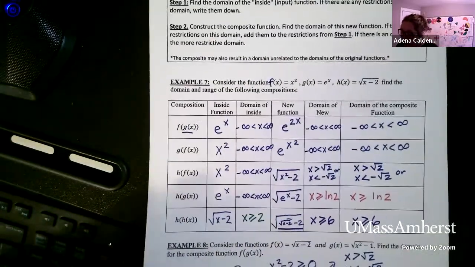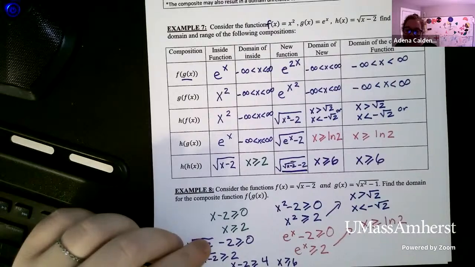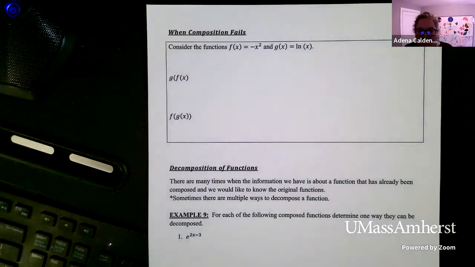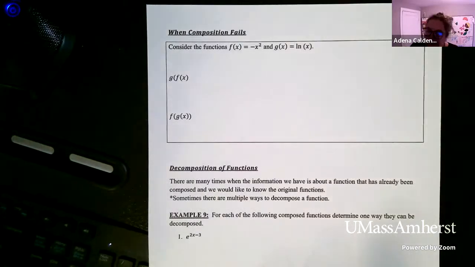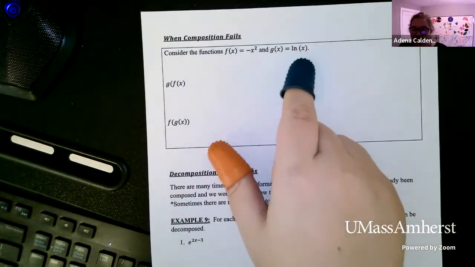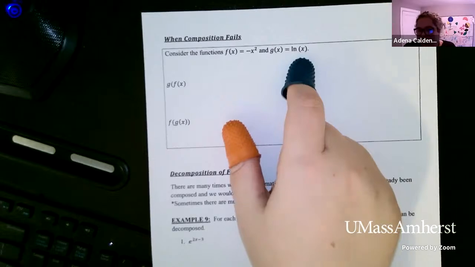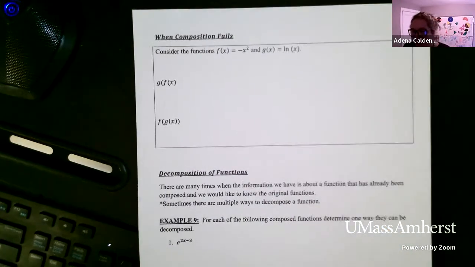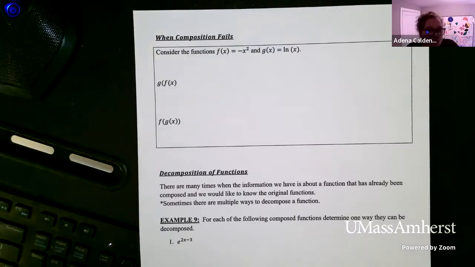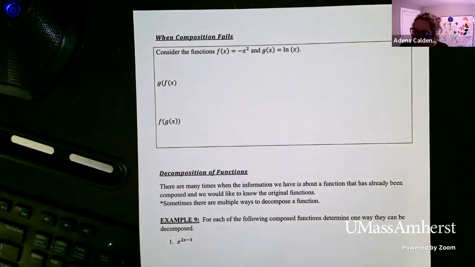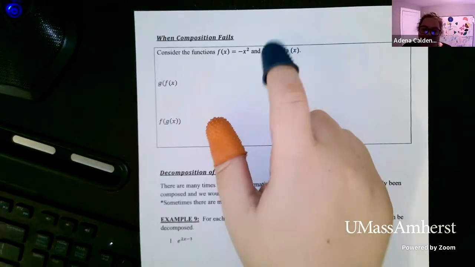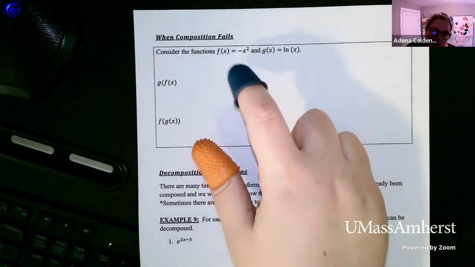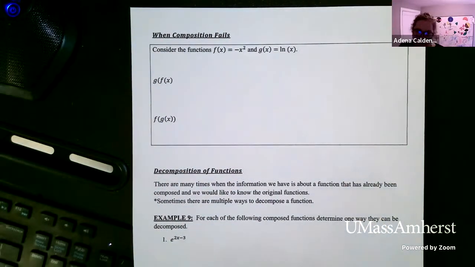Just a couple of comments about the two examples we didn't get to. The first is that sometimes composition fails, right? You can't plug negative x squared into the natural log of x because the natural log of x is not defined for negative numbers. It doesn't happen often, but there are times that you can't do composition at all. And that's when you look at the domain of the function you're plugging into. And then if the function you're plugging in violates the domain, you can't compose it.